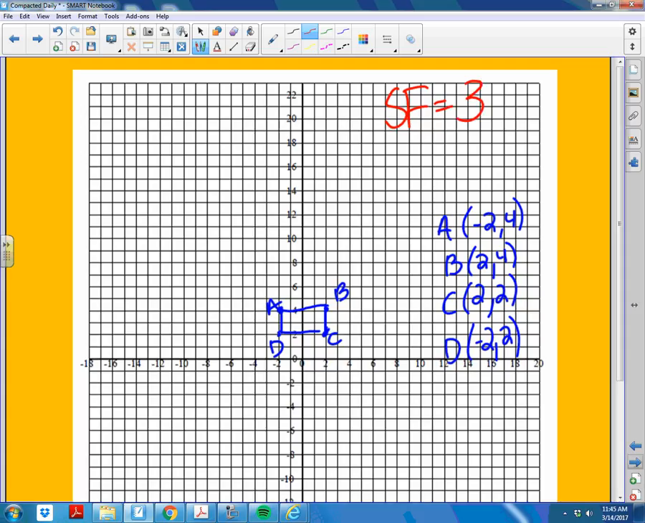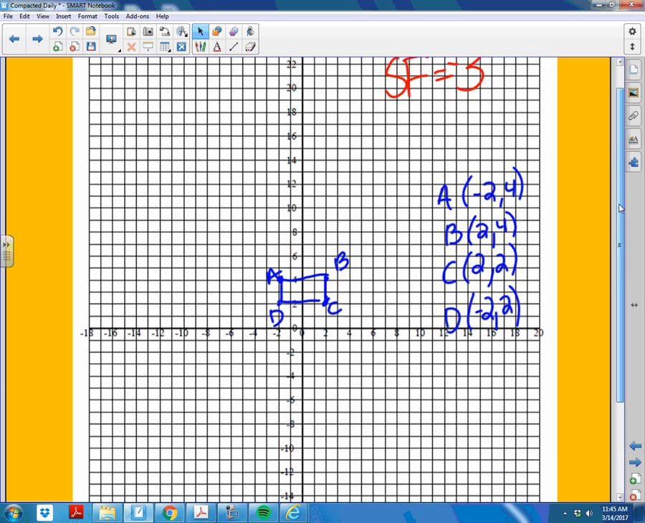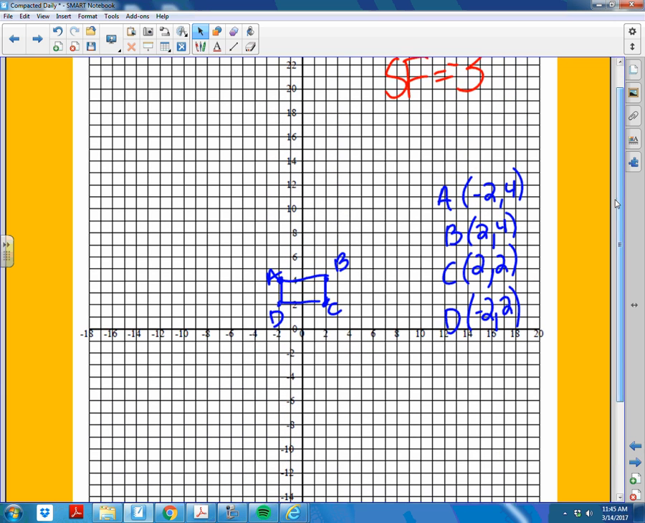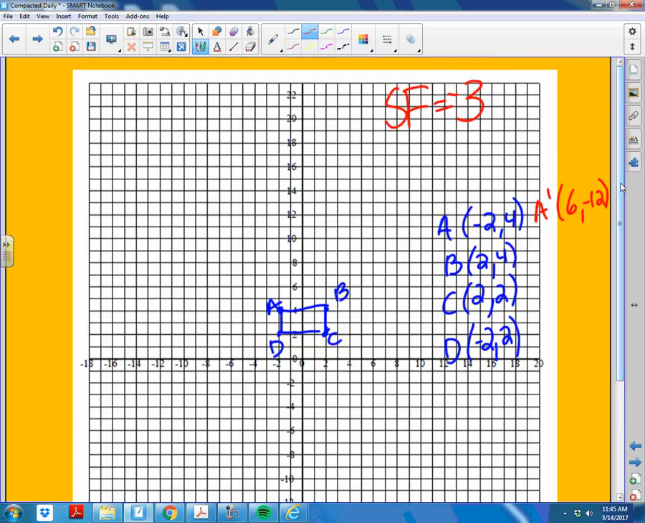In fact, you know what? Let's dilate it by a scale factor of negative 3, just for giggle's sake. We're gonna dilate it by a scale factor of negative 3. That would make A prime 6, negative 12, right? Because I multiplied both things by negative 3.